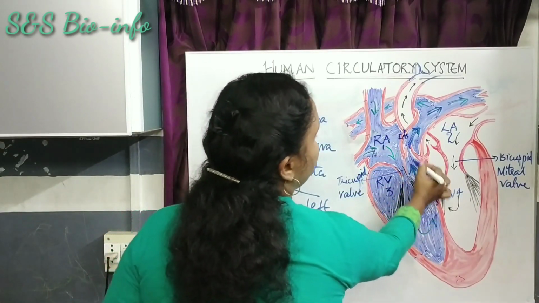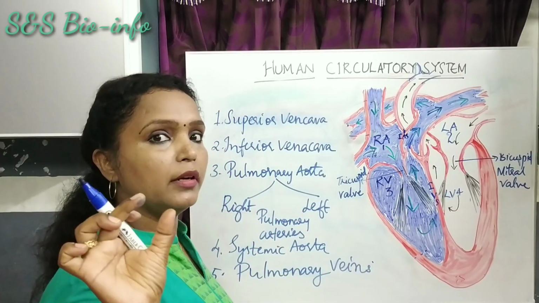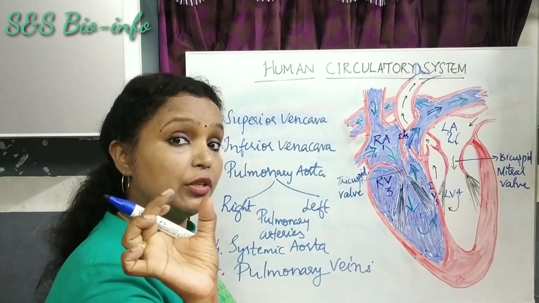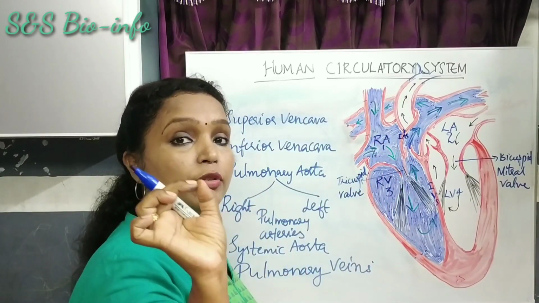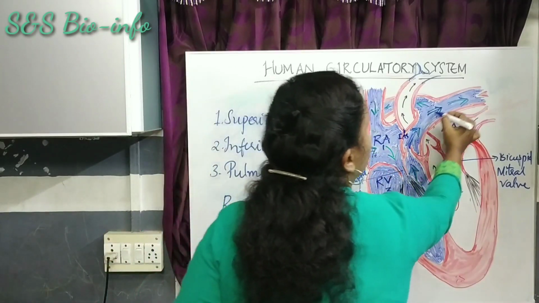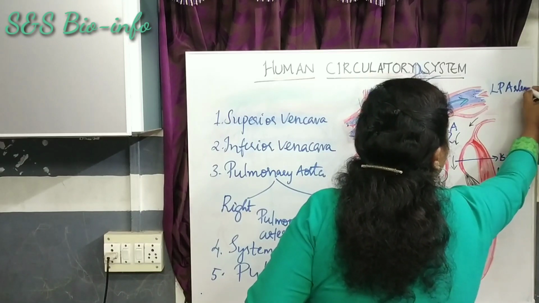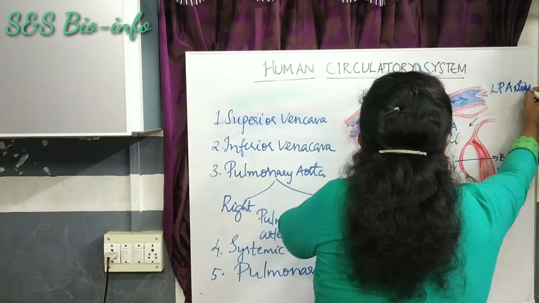So this is the pathway of the pulmonary aorta. Pulmonary, the word is related to lungs. It distributes blood to the respective lungs, the left and right lungs. Here you can see the left pulmonary artery; the aorta divides to form arteries.